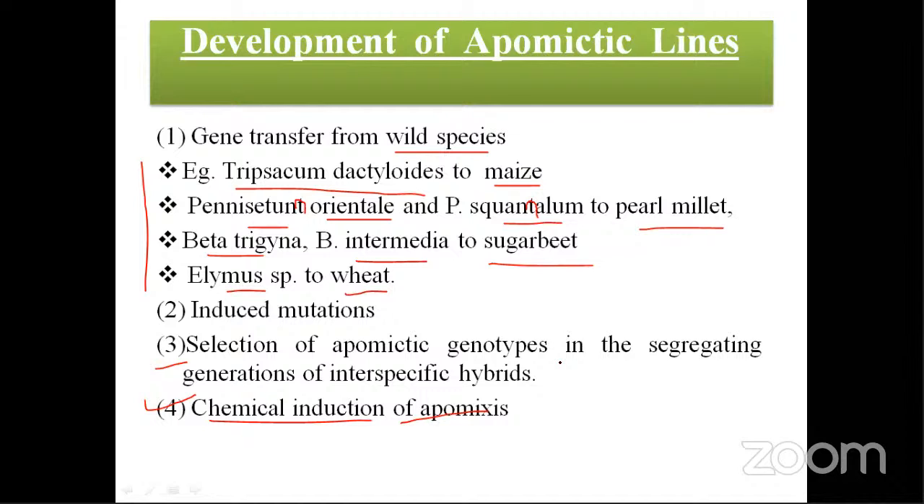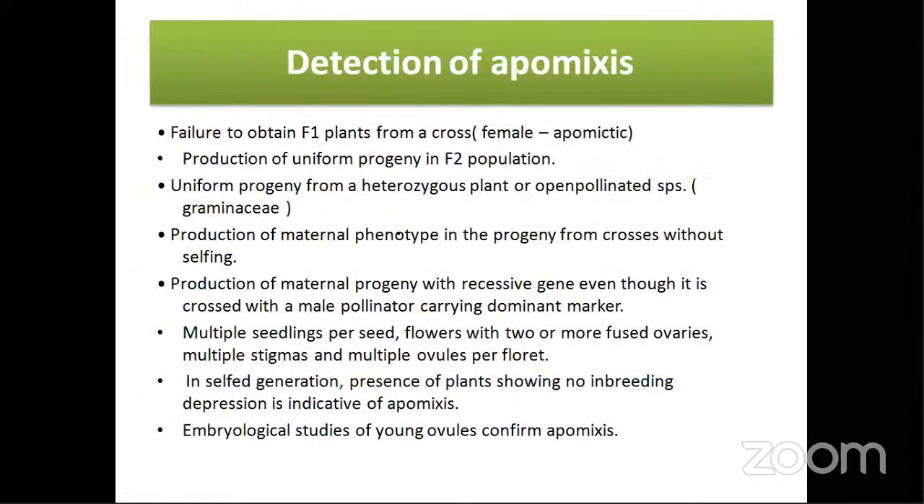So if you find any sort of abnormality in the plants, there are some criteria looking at which we can tell that the plant may be undergoing the apomixis process. In the coming slides I'll be telling you how to detect it. For detection of apomixis, this is for your knowledge. For JRF this is not that important, but this is important for SRA purposes.